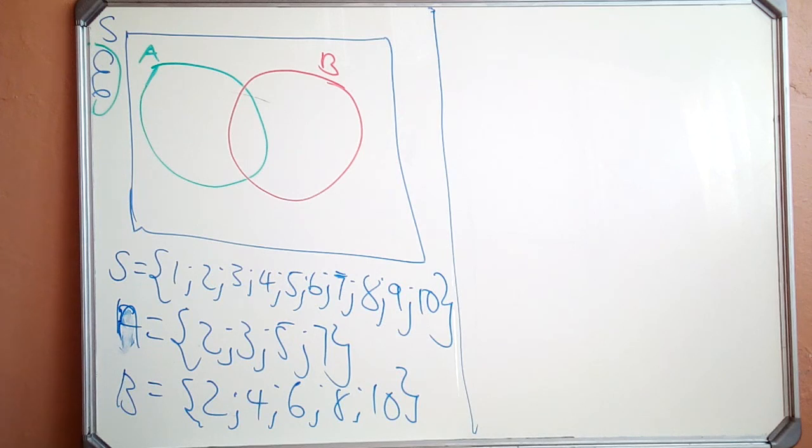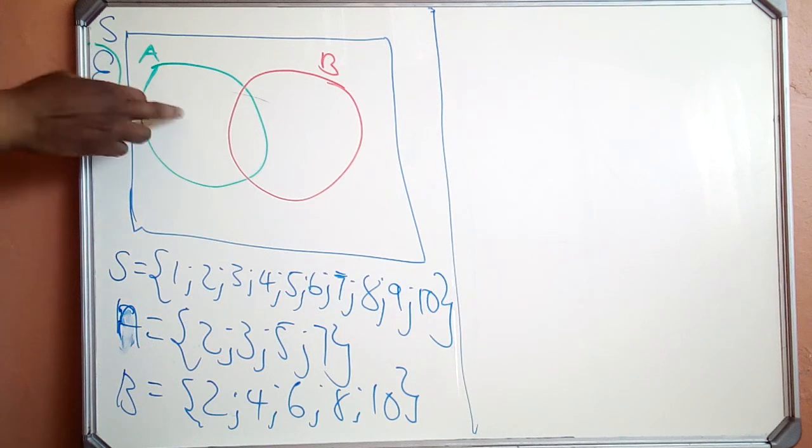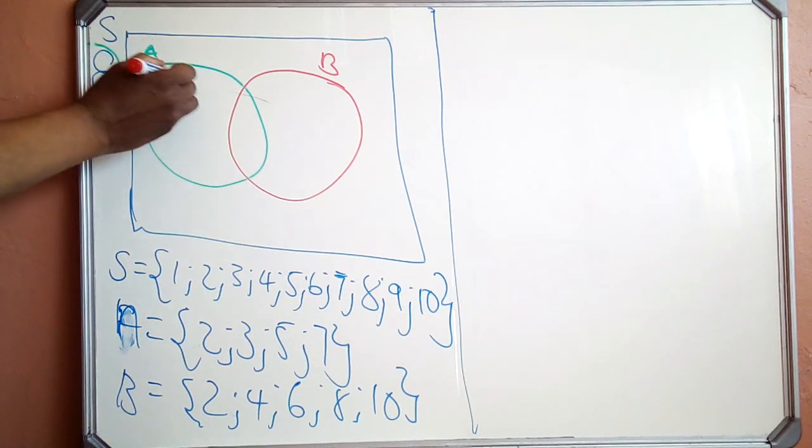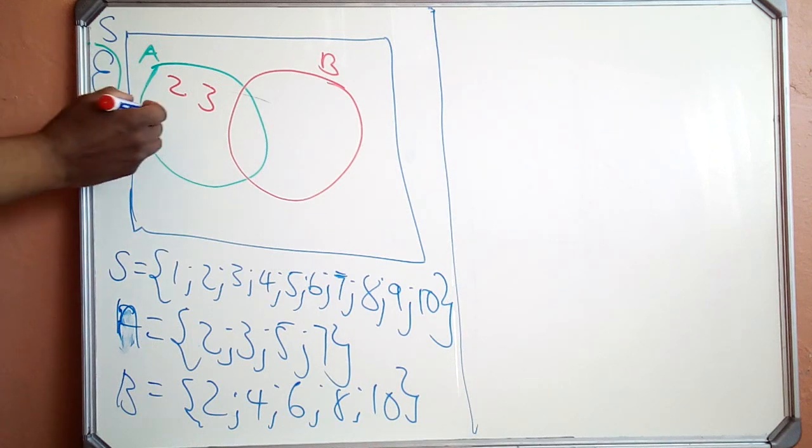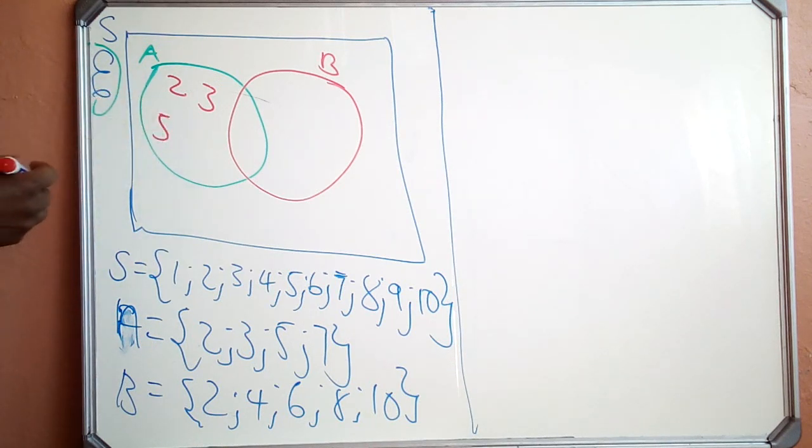So let us attempt to fill those up. In A, there is 2, there is 3, there is 5, there is 7.